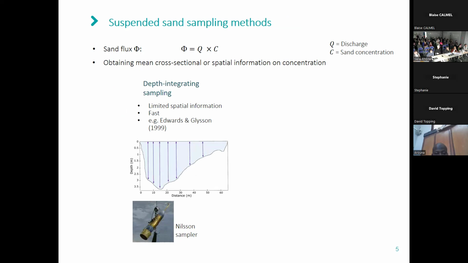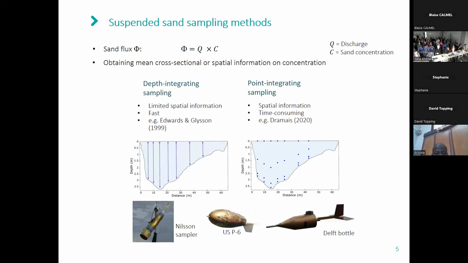To obtain the concentration, there exists, for example, the depth integrating method, where a specific sampler like this one, as you can see here, is moved up and down along a specific vertical to obtain the mean vertical concentration. Therefore, we have limited spatial information because we only have information on the lateral component. At the same time, it's a relatively fast method, which is not the case for the point integrating method, where specific samplers, like those exposed here, are exposed at different depths in the river cross-section. There we have more spatial information, but it's much more time consuming because we're taking a lot of samples.